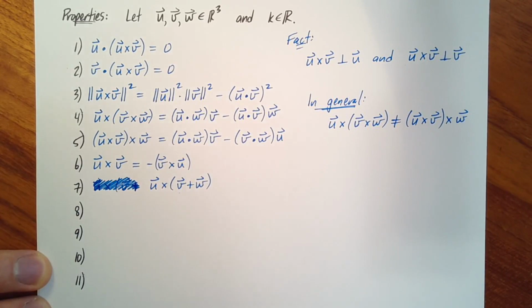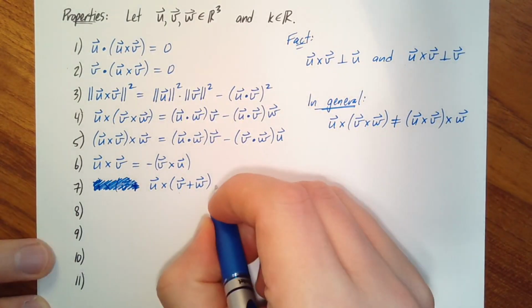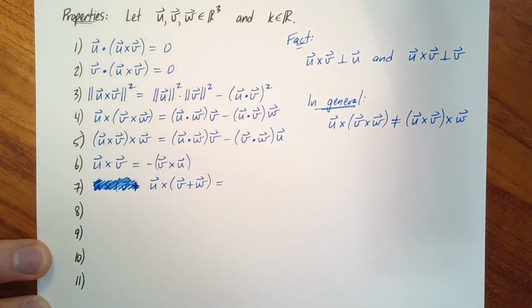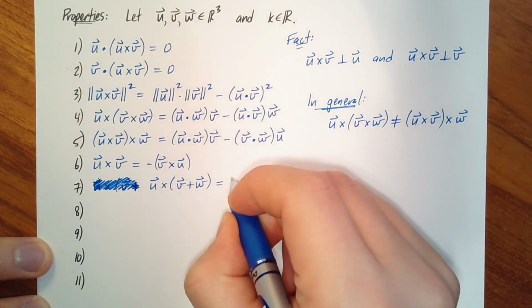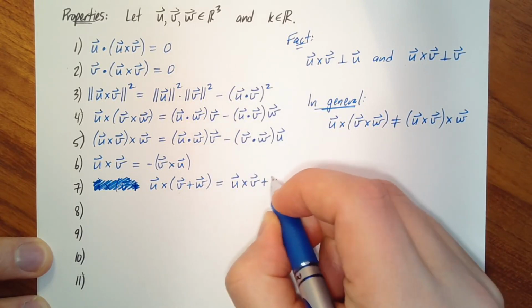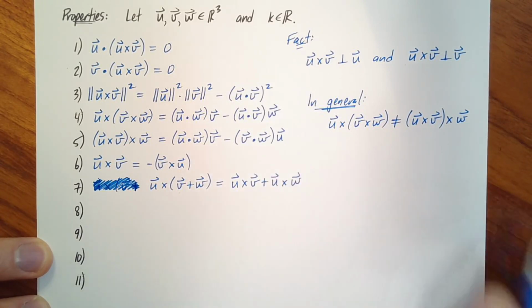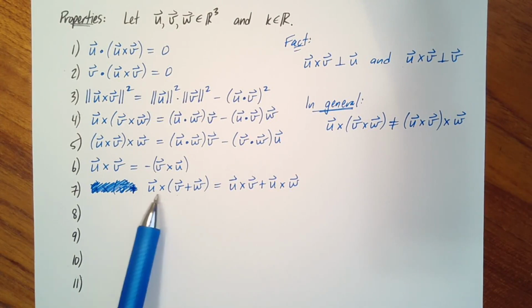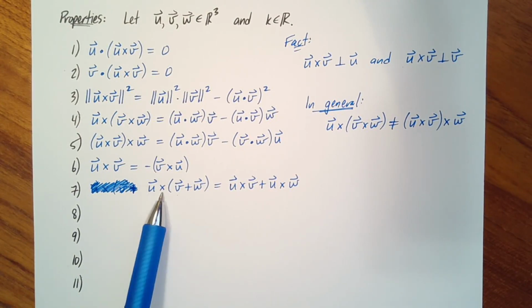That's really what we mean when we say it has the distributive property, or it distributes into addition. That's the language that other people would use too. So this is equal to u cross v plus u cross w. So it distributes into addition from the left.